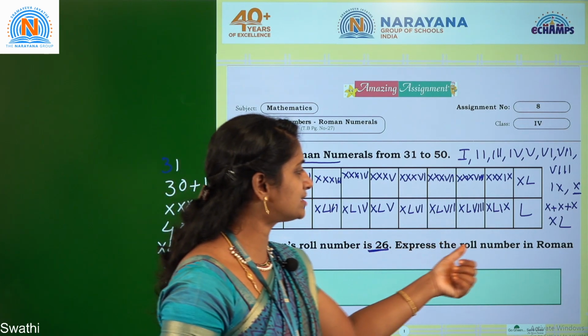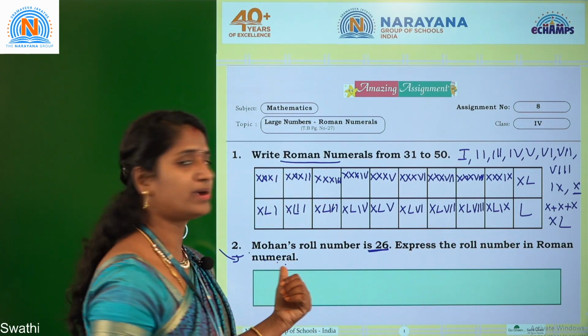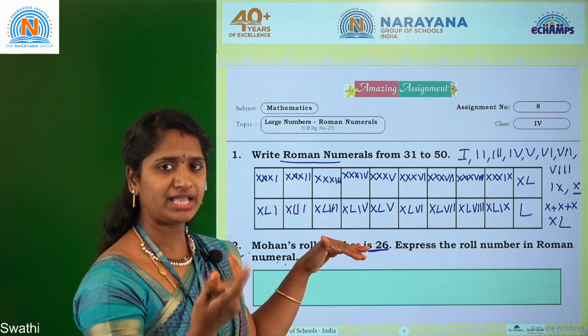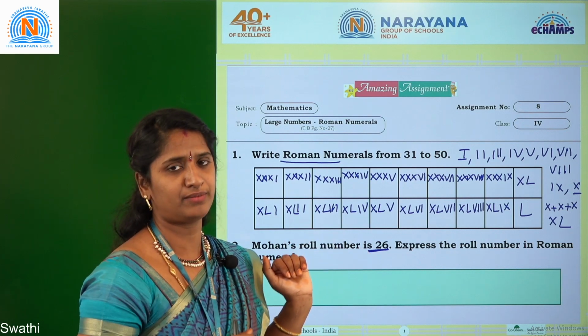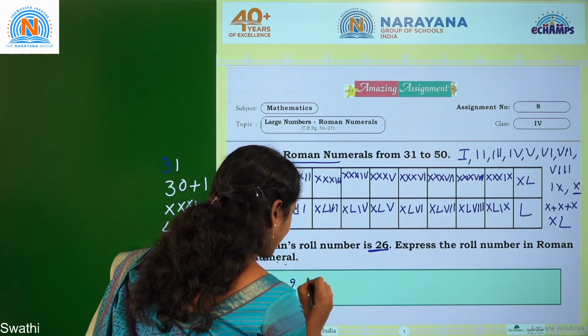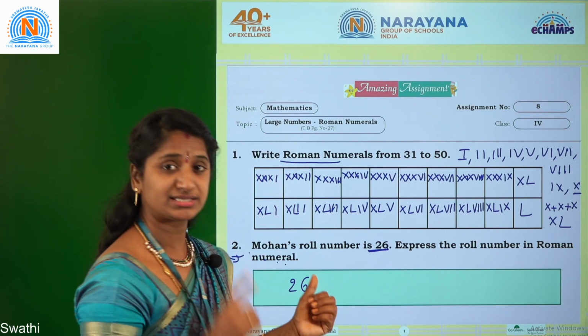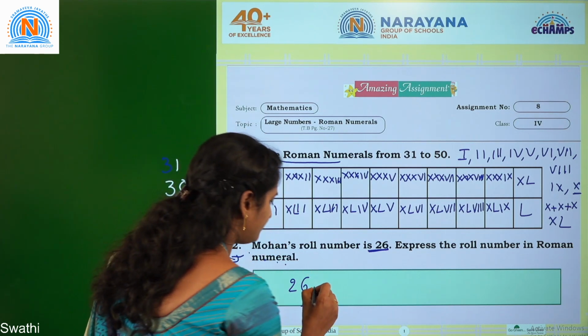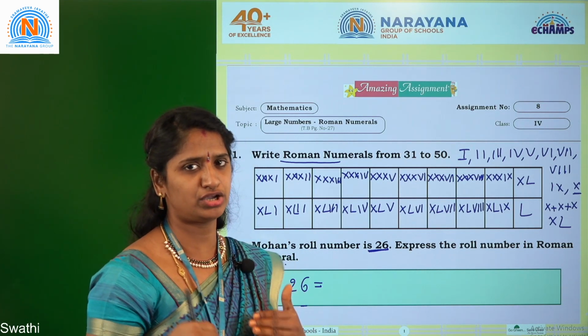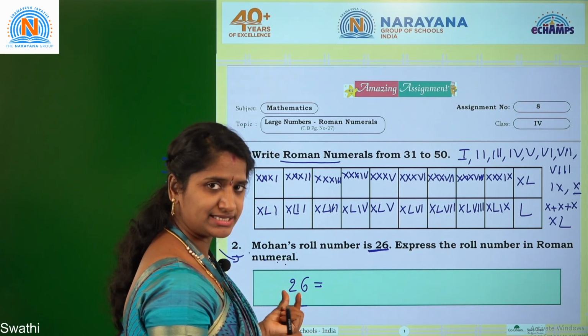Express the roll number in the Roman numeral. So it is a number and we need to change this number into Roman numeral. How can I change? Here I need to expand this number. First write the number exactly, 26. Now you can expand this number, children. Then easily, if we expand a number, we are able to write the Roman numerals.